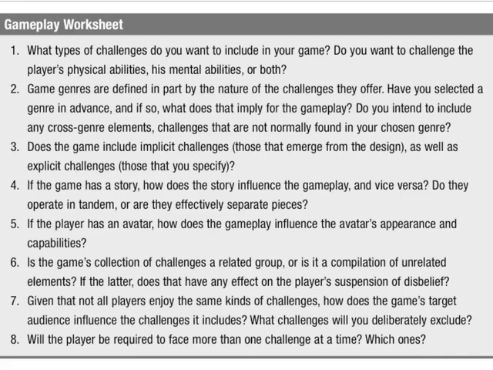And if the latter, does that have any effect on the player's suspension of disbelief? Now that's a very good question, and one that you might not have thought of when you were outlining gameplay, particularly gameplay in light of your narrative requirements.